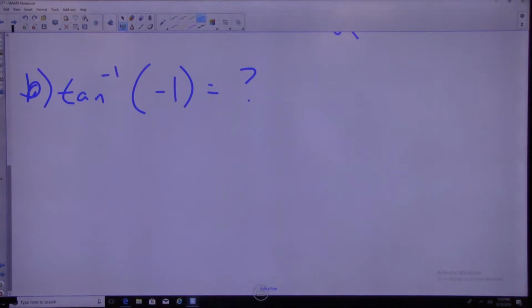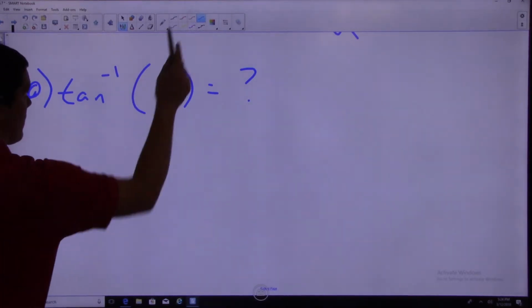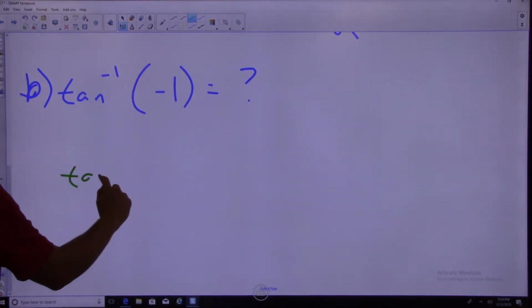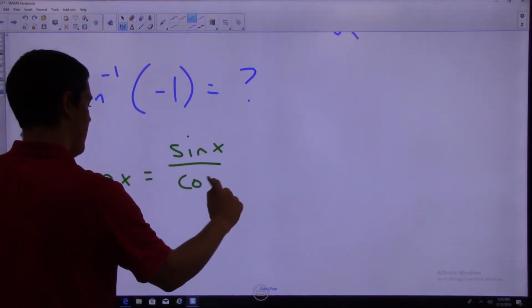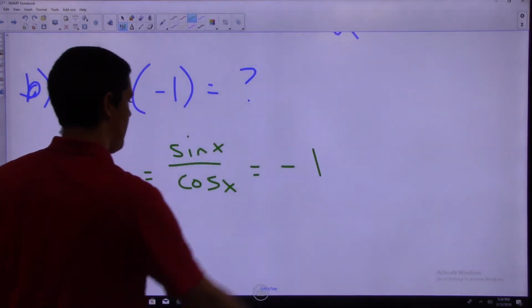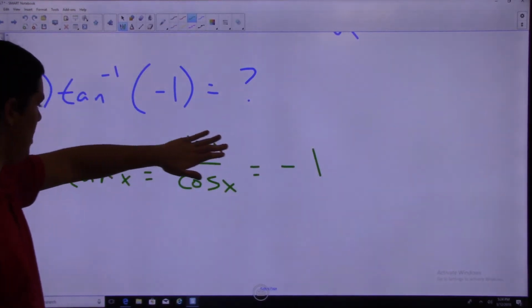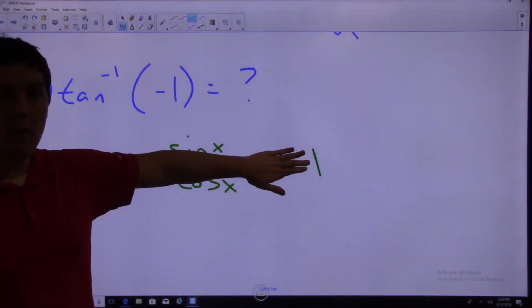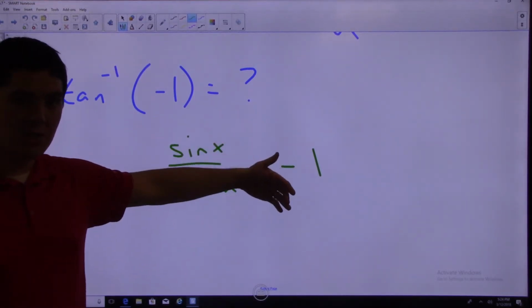Well, guys, again, you need to think this. What did the angle have to be in order for our tangent ratio to be negative 1? So, let me write this down. So remember, tangent again is sine over cosine, and we want that to be negative 1. So forget about the negative for right now. If let's say we wanted our tangent ratio to equal 1. So guys, think about what the angle would have to be if we want our tangent ratio to equal 1.